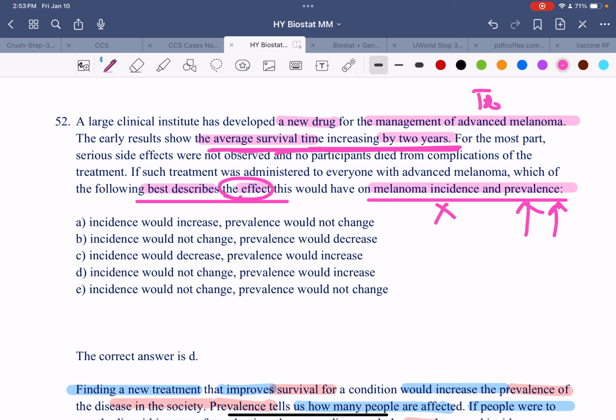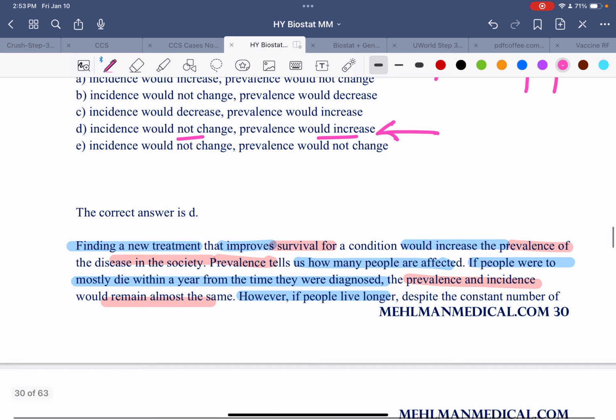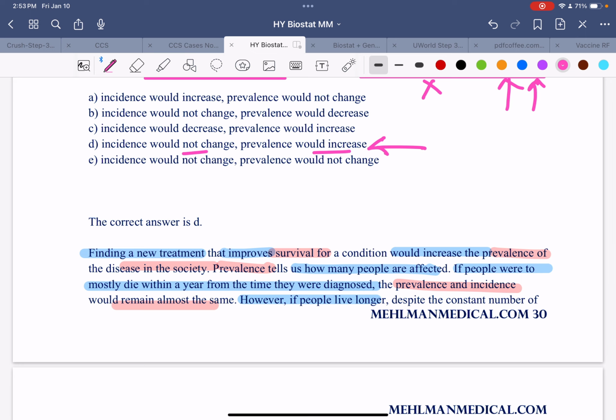So the correct answer over here is D, that the incidence does not change, but the prevalence is increasing because the people are surviving, but it's possible they still have the disease. It's not like they were totally cured, right? Okay, so finding a new treatment that improves survival, what does that do to the incidence and the prevalence? It will increase the prevalence of the disease, and prevalence is basically how many people are affected by that particular condition, right? Whereas if the people were mostly to die within a year from the time they were diagnosed, then of course prevalence and incidence would remain the same.